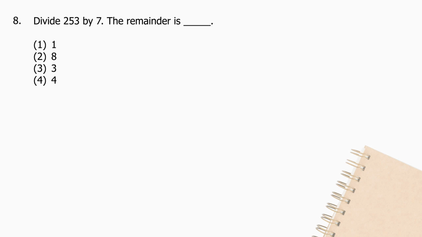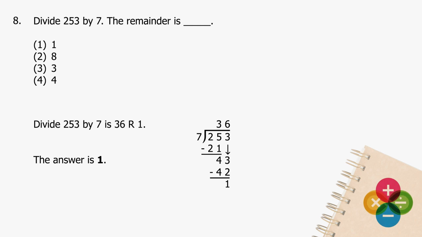Question 8. Divide 253 by 7. The remainder is missing number. Divide 253 by 7, and the quotient is 36, remainder 1. The answer is 1.